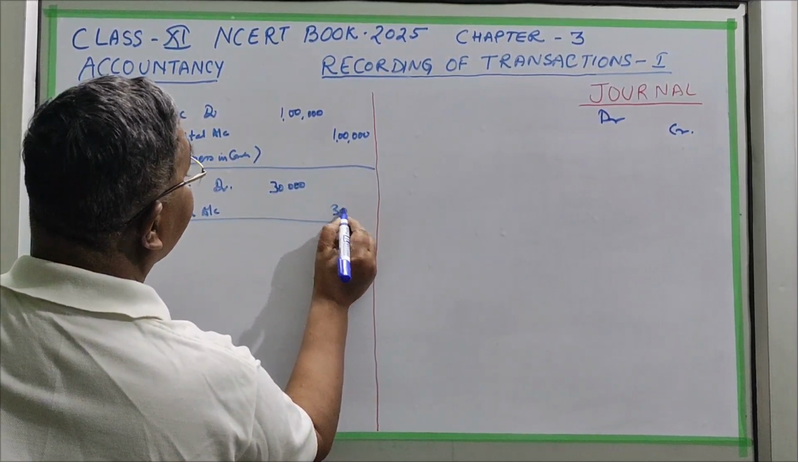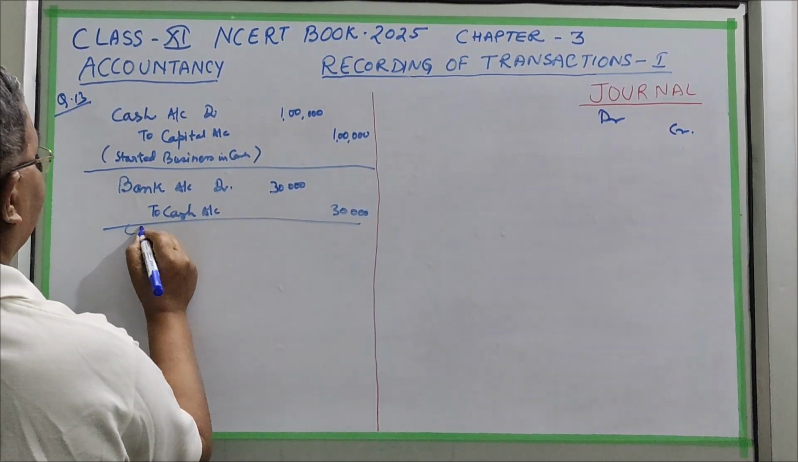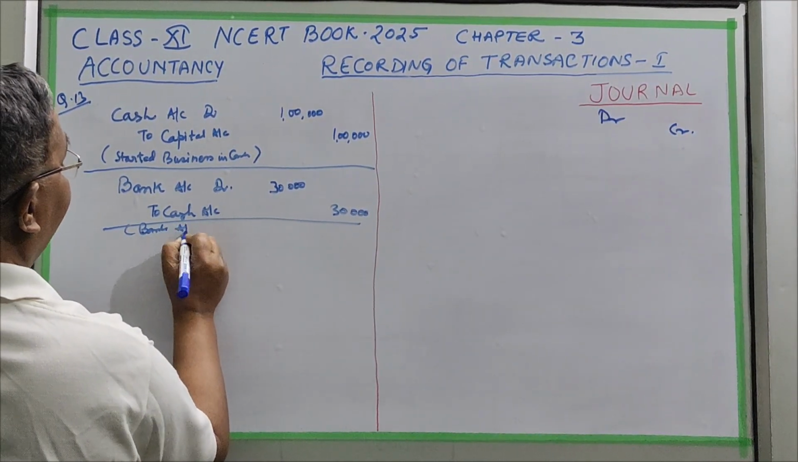Your 30,000. And in the narration we will write bank account opened.